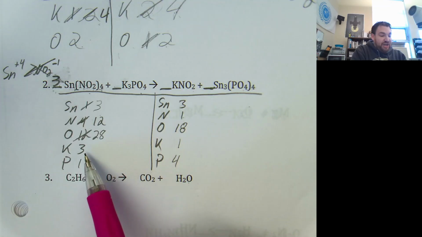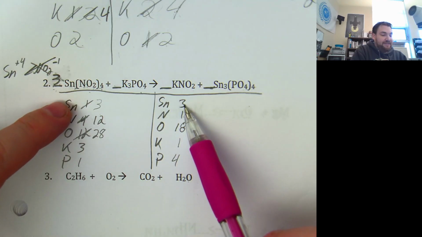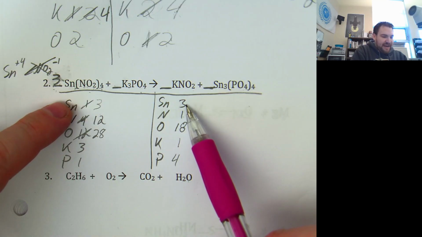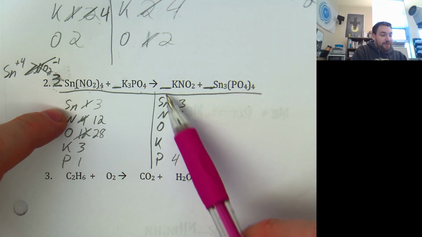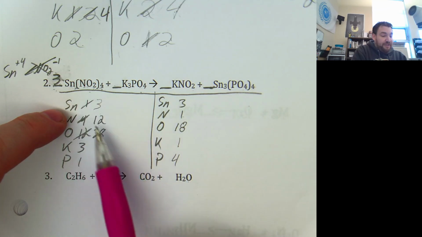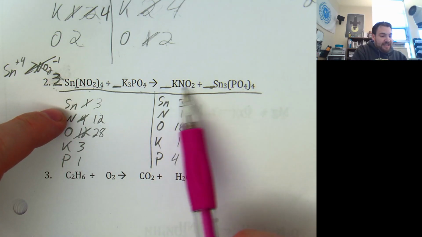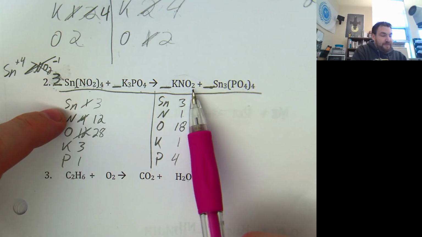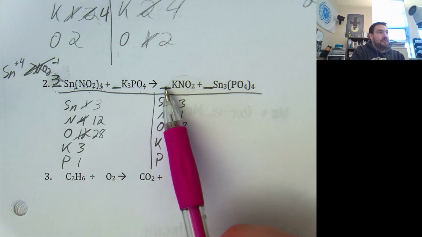The K's have not changed. The P's have not changed. My tins are balanced. That's great. We've done something. Okay, let's move to the N's. What could I put in front of, so that I've got 12 on the left, I've got 1 on the right, so what could I put in front here so that this thing, the KNO2, potassium nitrite, gives me the same number of nitrogens as is on the left-hand side?